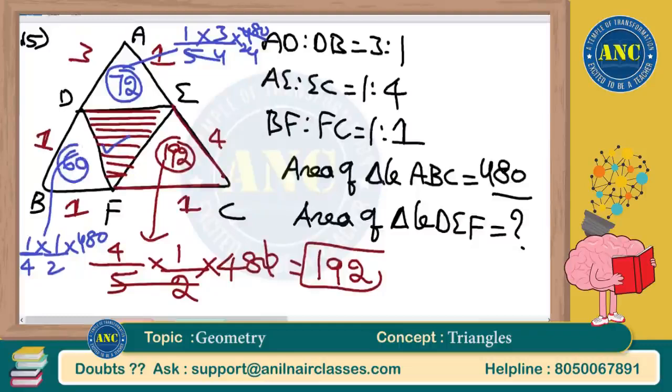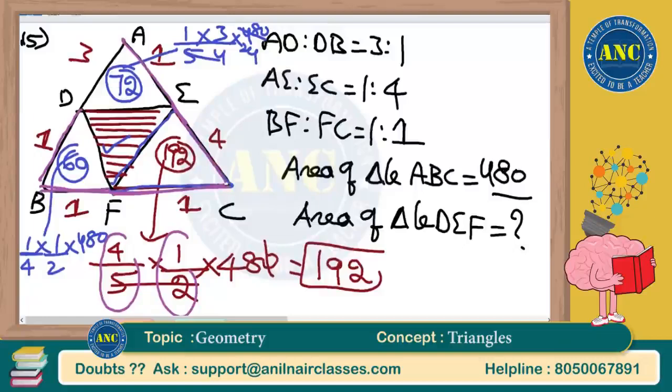First I want this area, ECF. If I want this area, this is nothing but 4 parts out of total how many parts? 5, 4 by 5. This is nothing but 1 part out of 2 parts into 480. 10, 48 are 480, 48, 4 are 192. This is nothing but 1 part out of 4 parts, 1 part out of 2 parts. 1 by 4 into 1 by 2 into 480, which is 60.